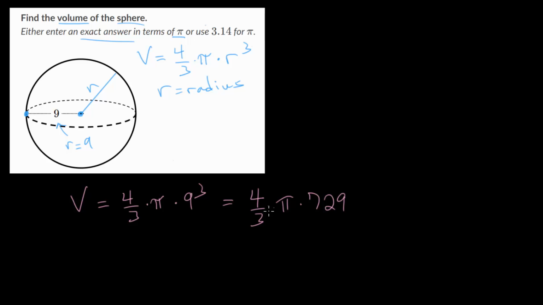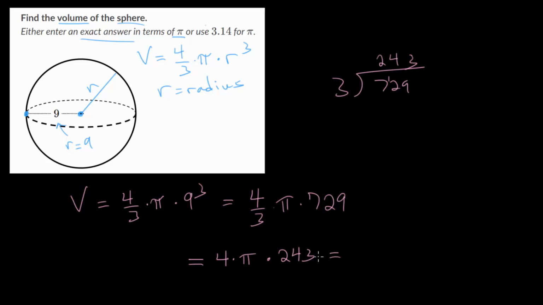And we can simplify this a little bit since we can actually divide 729 by 3. So we have 4 times pi. And if we divide this into 729, we can do a little bit of division here. 3 goes into 7 twice. We have 1 left over. 3 goes into 12 4 times. There's nothing left over. And 3 goes into 9 3 times. So we can rewrite this as 4 pi multiplied by 243.